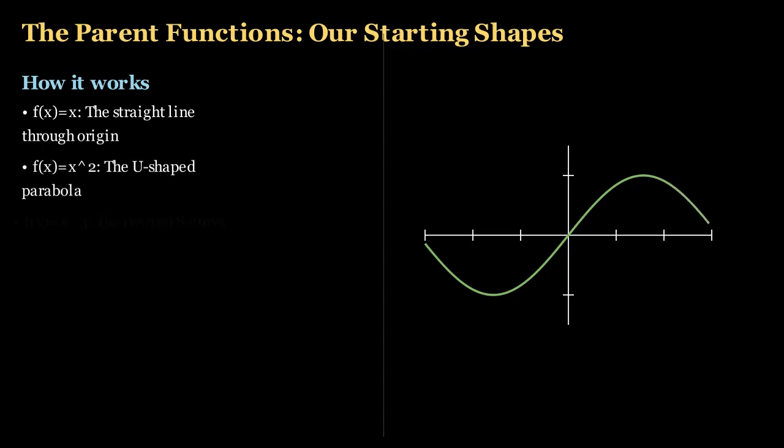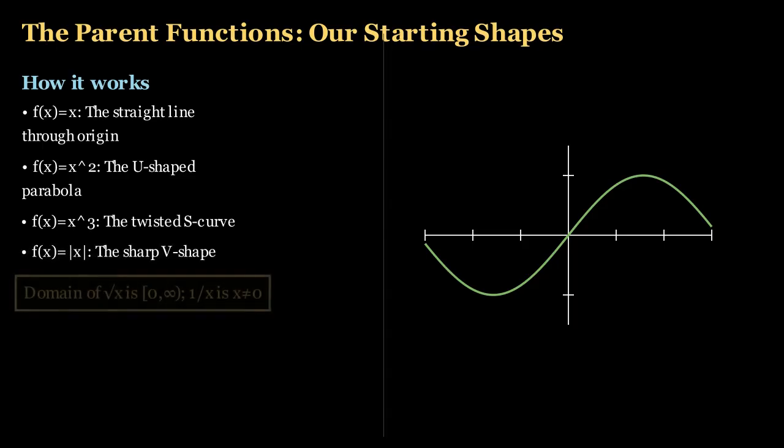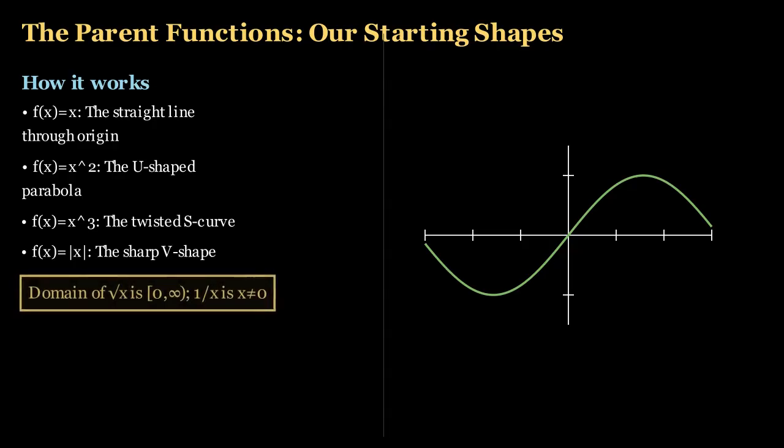Then we have the cube function, f of x equals x cubed. This one twists through the origin, going down on the left and up on the right, like an S shape. The absolute value function, f of x equals the absolute value of x, makes a sharp V. It takes any negative input and snaps it to a positive output, creating that perfect point at the bottom.